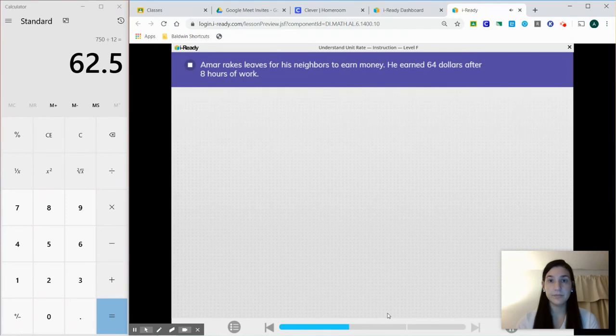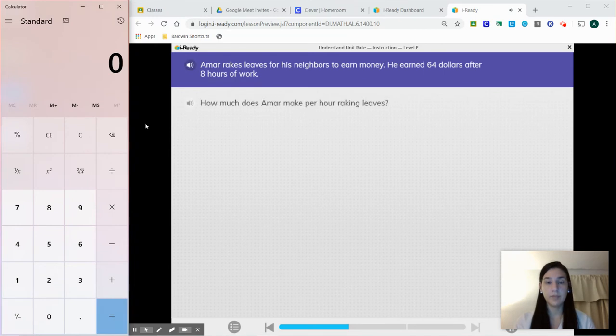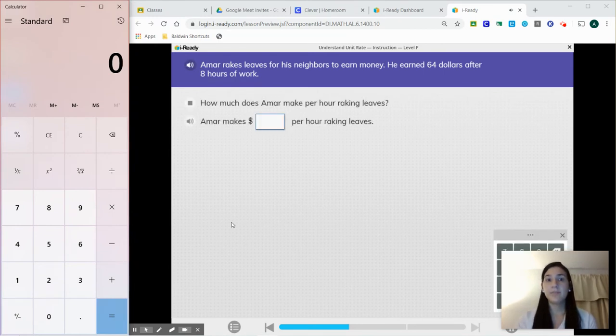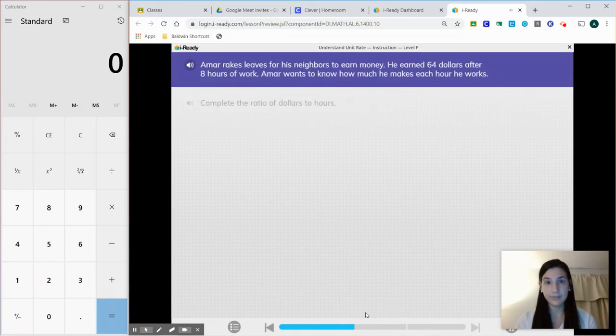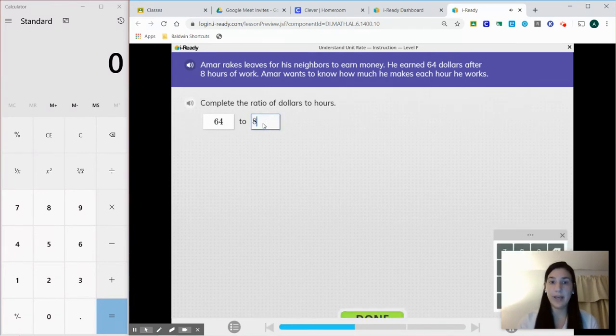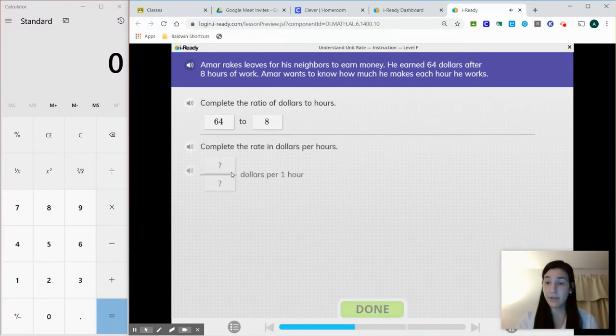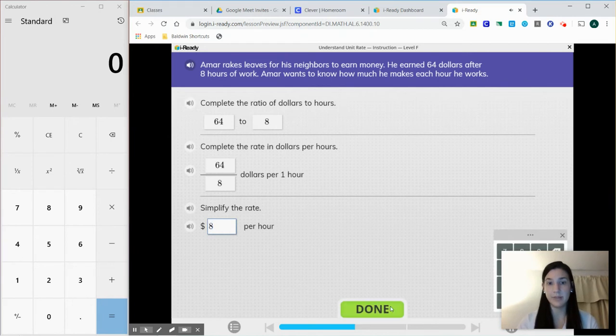Amar rakes leaves for his neighbors to earn money. He earned $64 after 8 hours of work. So we're finding what Amar makes per hour: $64 divided by the 8 hours. 64 divided by 8 should give us 8. You can double check on the calculator if you don't believe me. And now we're going to break it down using the chart. Complete the ratio of dollars to hours: $64 to 8 hours. Now as a fraction. Complete the rate in dollars per hour. And then in simplest form, $8. Simplify the rate per hour.